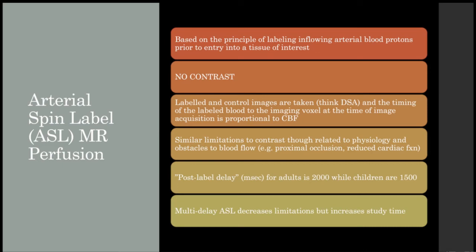It's based on the fact that you label something. With a CTA, you get the contrast in the artery, you measure the time to the vein, and then you take the picture, and we often see venous contamination. The same thing with arterial spin labeling: you label inflowing arterial blood protons, and then you watch those protons go through for a picture. There's a certain amount of time depending on an adult or a child. There's no contrast, but it is somewhat time limited.